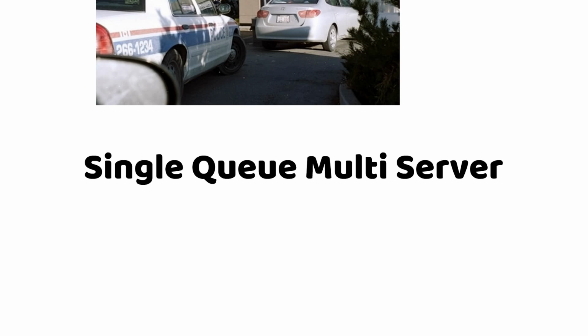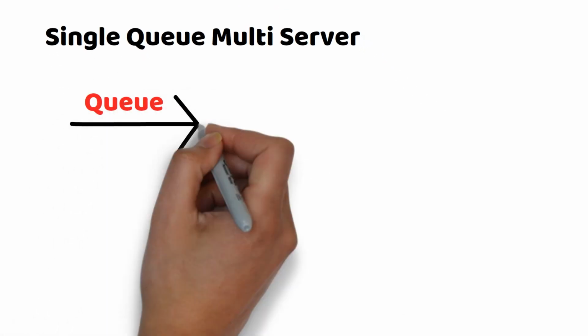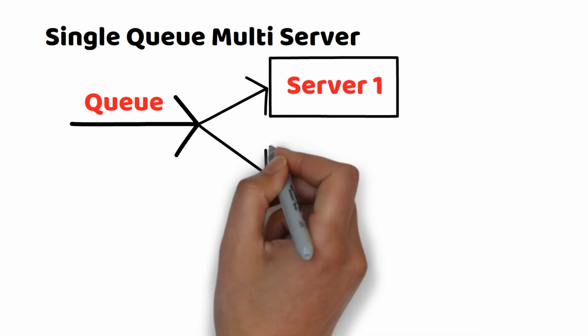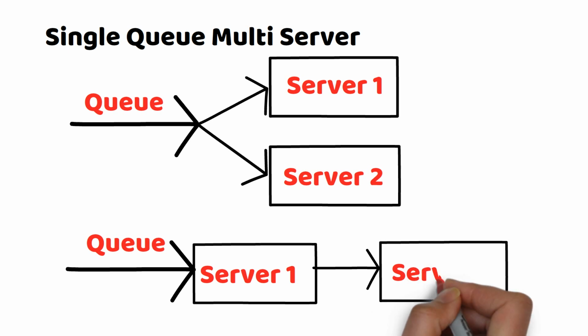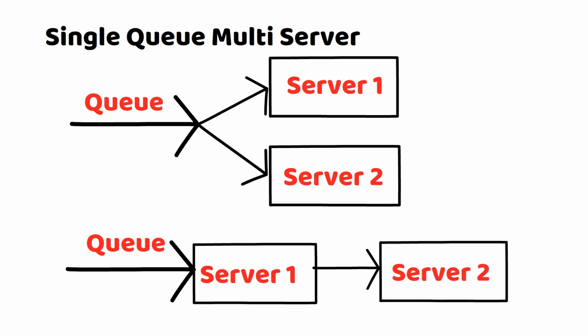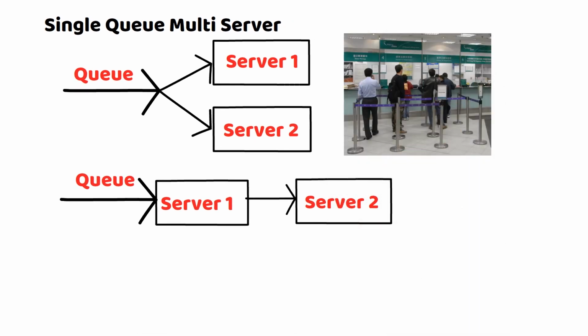This model has one queue, but the number of servers will be 2 or more. These multiple servers may be parallel or in series. A customer need not go to all servers if they are parallel. For example, the waiting line at the airport for check-in. It has one queue but multiple parallel servers at the end.